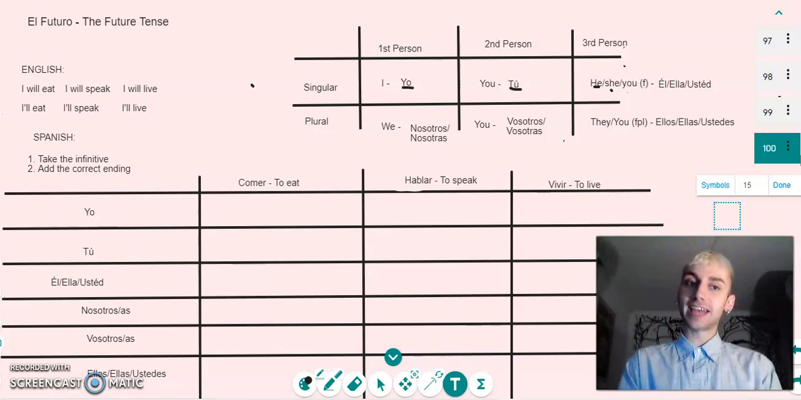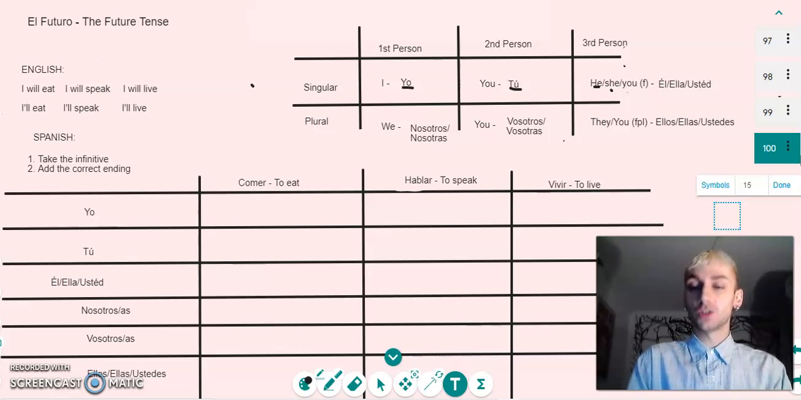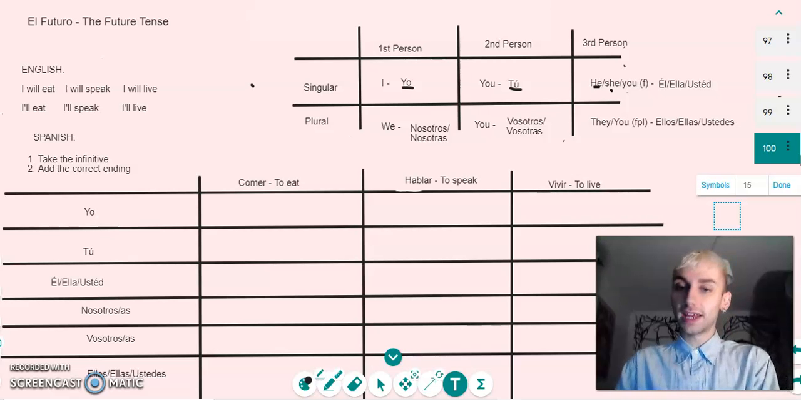Right, so today what we're going to look at is the future tense in Spanish. We're going to look at its main usages and how it's formed or conjugated in Spanish. Usually in both English and Spanish, the future tense is used to describe events which have not yet happened and will happen at a later date.